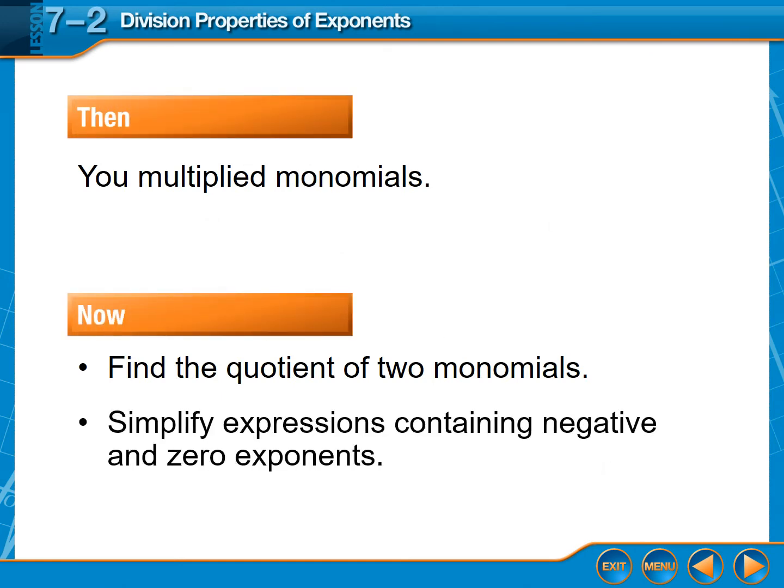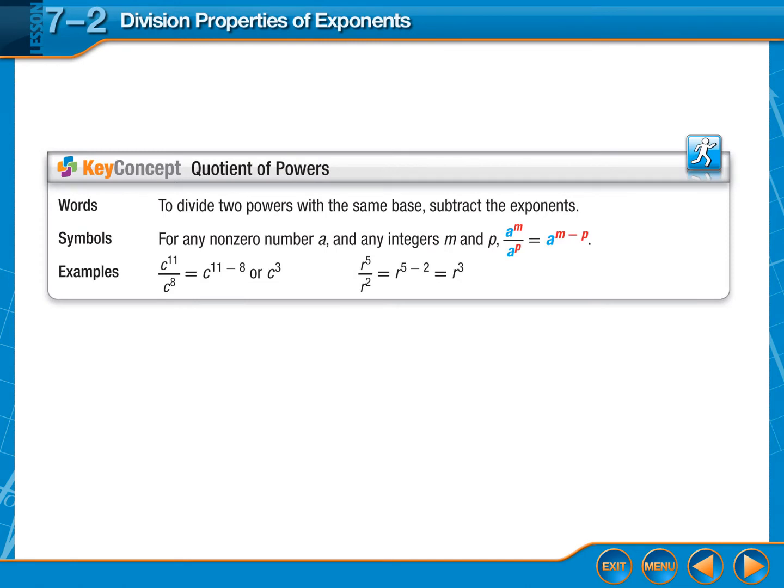So we'll be finding the quotient of two expressions, two monomials, and we'll simplify expressions by division, as well as those expressions that contain negative exponents and zero exponents. So our first property here is, if you remember back to the last video on multiplying with exponents, what we're going to be looking at today is we're dividing. So that's where this word quotient comes in. Quotient obviously means to divide.